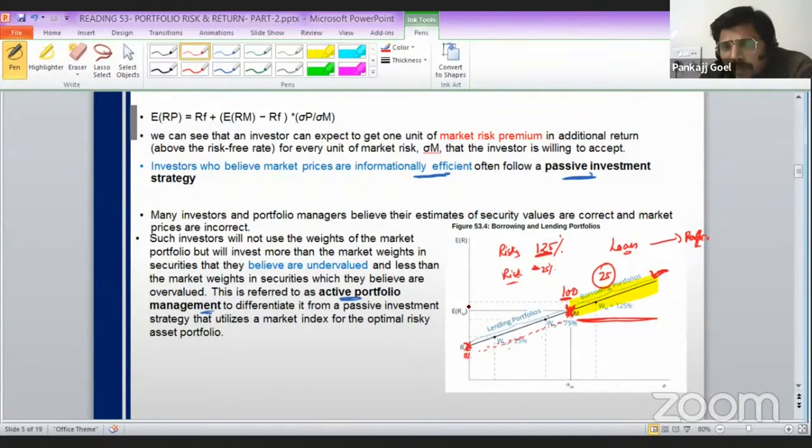It means we are lending. When we invest in a risk-free asset, it means we lend, we are giving money. So that is why, if I talk about this point, the right-hand side we call the borrowing portfolio, and the left-hand side we call the lending portfolio. Is this point clear?